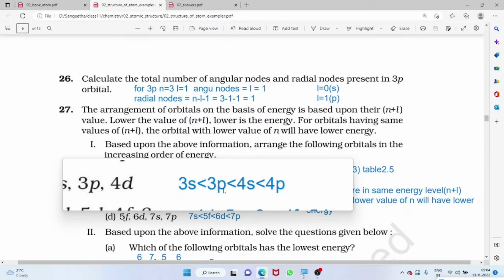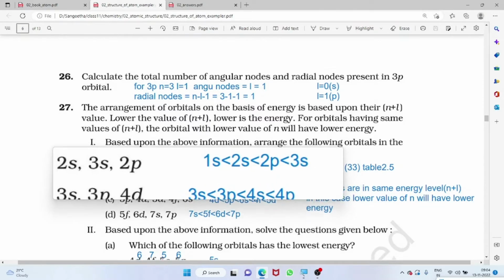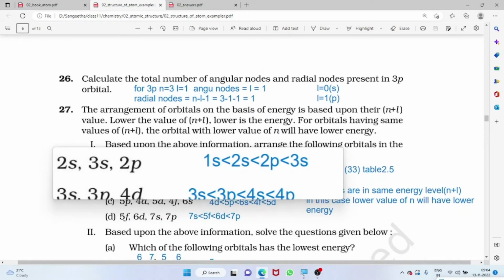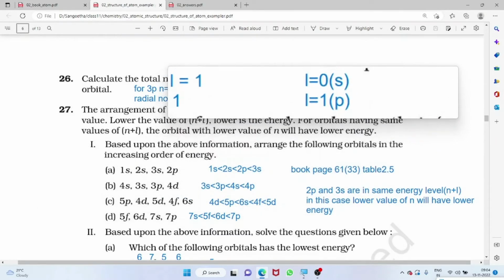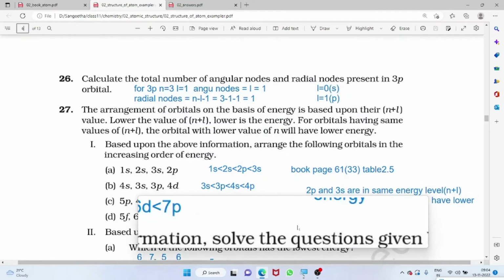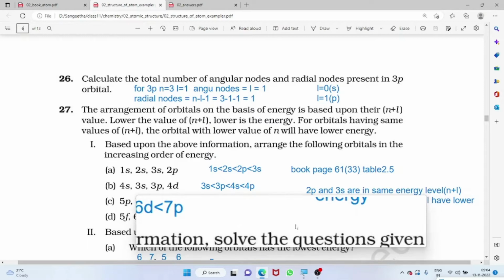Calculate the total number of angular nodes and radial nodes present in the 3p orbital. 3p orbital: n equal to 3, l equal to 1. So the angular nodes equal l, which is 1. l equal to 0 means s, l equal to 1 means p. For radial nodes, n minus l minus 1: 3 minus 1 minus 1 is also 1.